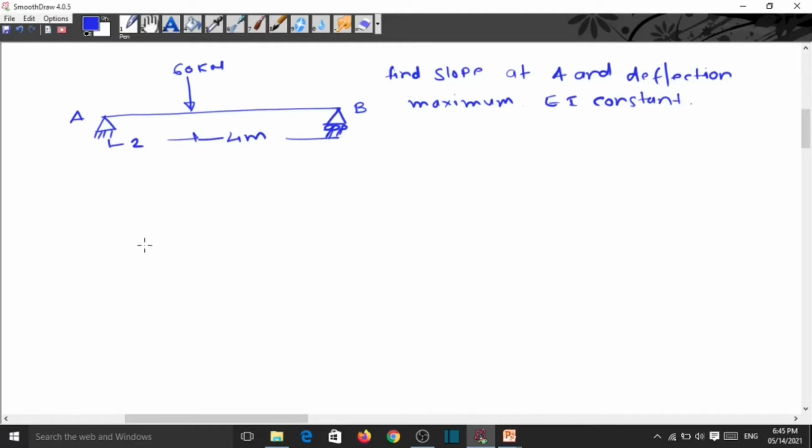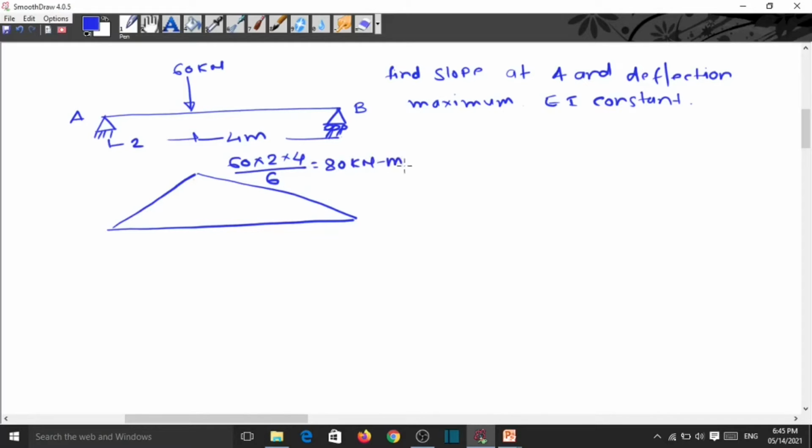So now first we draw the BMD for this. So we know BMD for this is WAB by L here. This W is 60 into 2 into 4 divided by the 6. So 10 into 2, 20 into 4 is 80. Now this divided by the EI, so this becomes the M by EI diagram now. This diagram is positive.